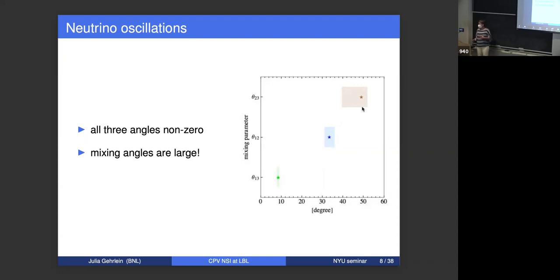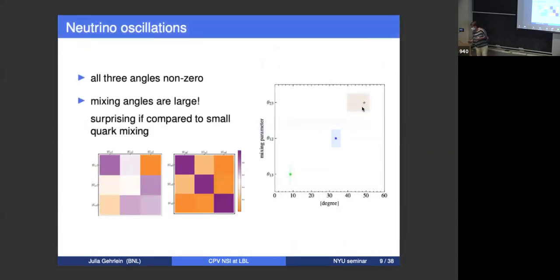It is also surprising that the mixing angles in the lepton sector are very big, in particular if you compare it to the mixing in the quark sector. Here I show the comparison of the mixing matrix in the lepton sector versus the one in the quark sector, where more purple means this matrix element is closer to one. In the quark matrix, we have very small flavor mixing. In the neutrino matrix, we have very big flavor mixing.